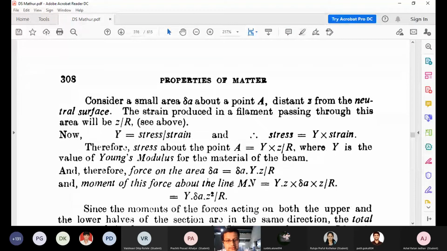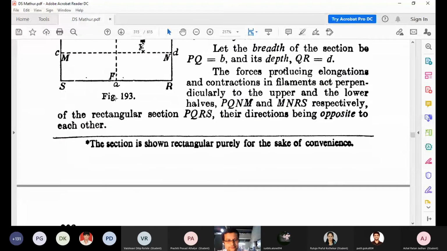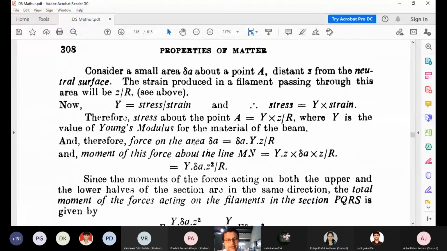This derivation, hope you understand. Therefore, when you are talking about the moment of the force, how much moment is acting? I say about which line? Which line am I talking about? This equilibrium line or equilibrium surface Mn.